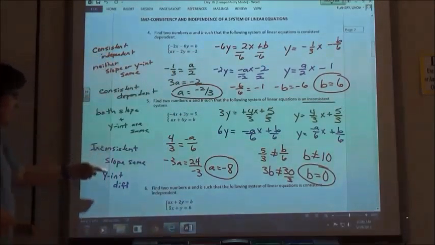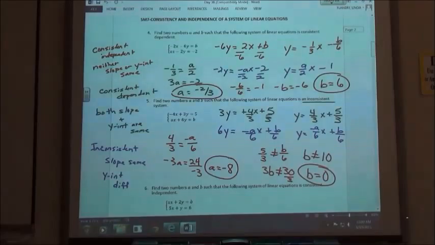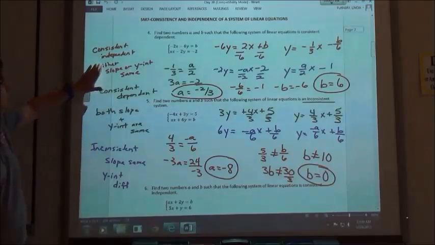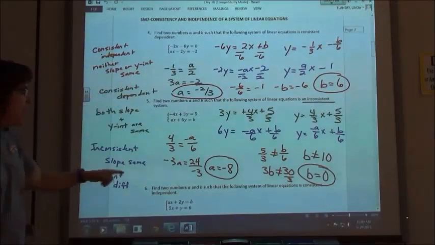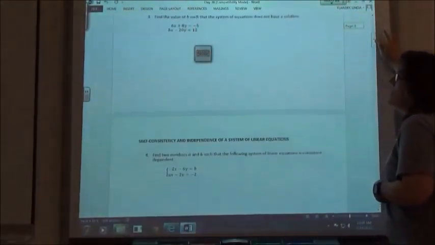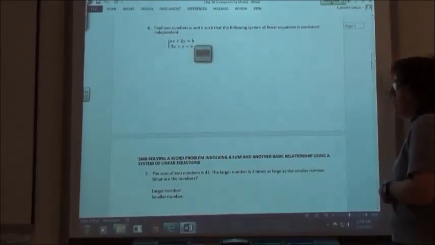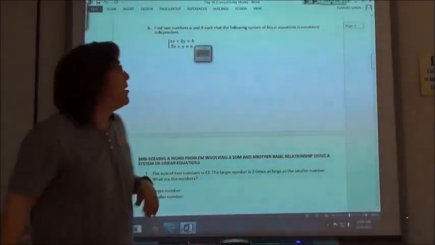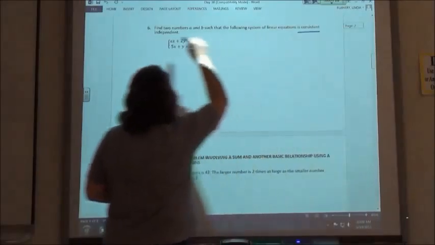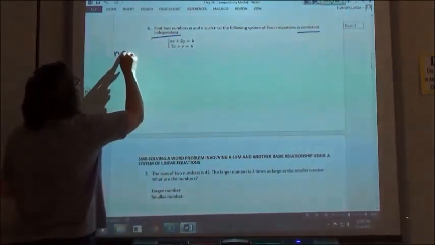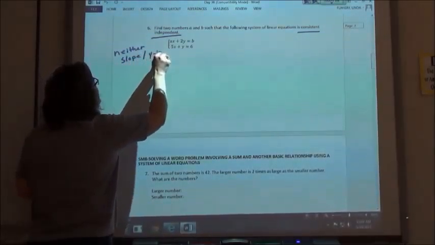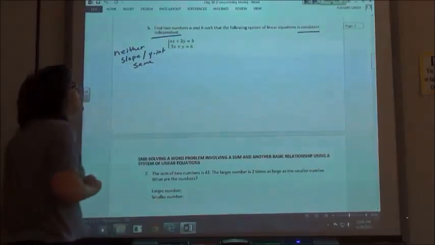Now, hopefully you wrote these things down on the side because I have to move the board to get to number 6. But number 6, we want to do consistent independent, if you know what's here on the direction. Neither the slope or the y-intercept will be the same if you're doing consistent independent. So again, if you were really lazy, you could probably just guess 2 things, and as long as you pick some really weird number, it'd probably come out right. But just to go through the work, if it's consistent independent, we want neither the slope or the y-intercept to be the same. They both have to be different.